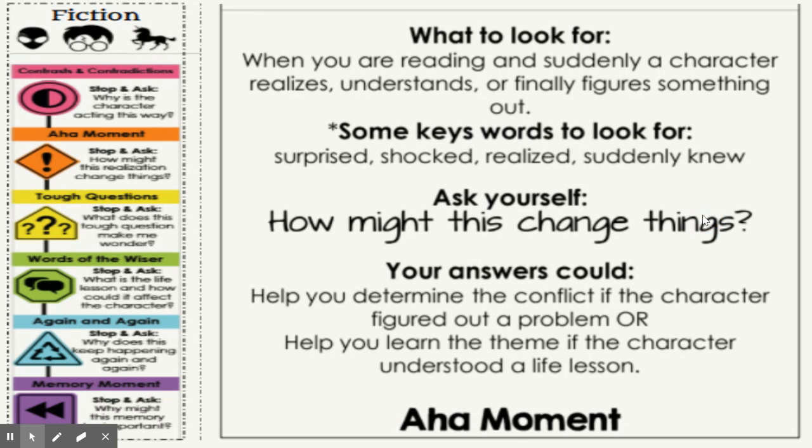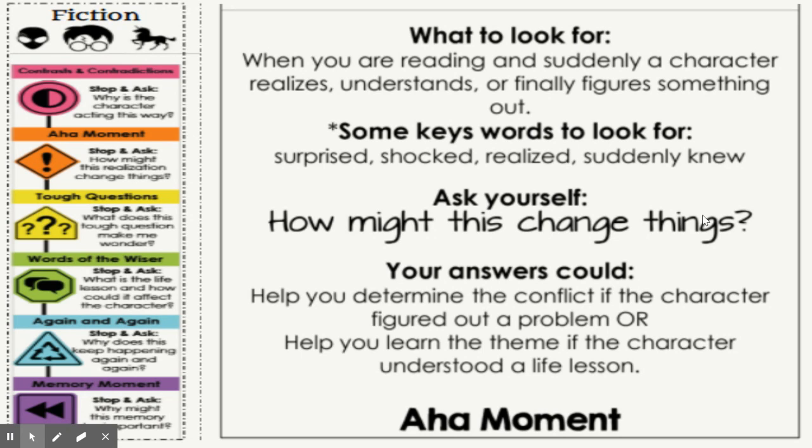For the next one, we're going to be looking at the aha moment. And a lot of times the aha moment is connected to our contrast and contradiction. The aha moment is when you are reading and suddenly a character realizes something, understands, or finally figures something out. So, for example, for you, an aha moment probably is most noticeable inside of a classroom, where you've maybe struggled with a skill before, and then all of a sudden one day it just clicks into place for you, and you realize maybe what it was that you were missing previously that made it kind of difficult.